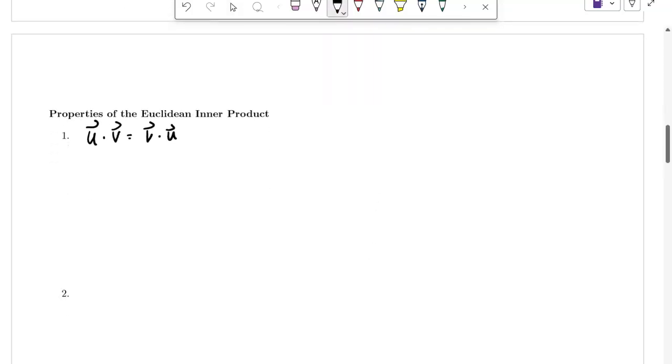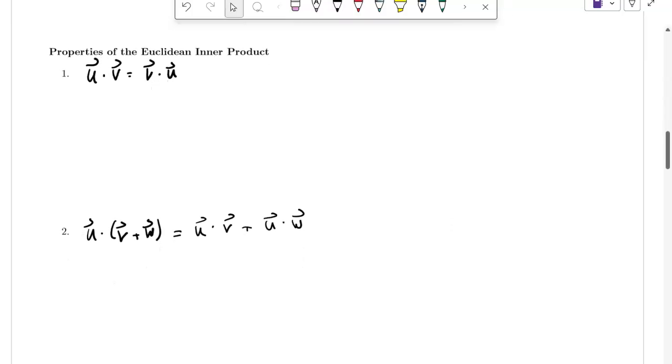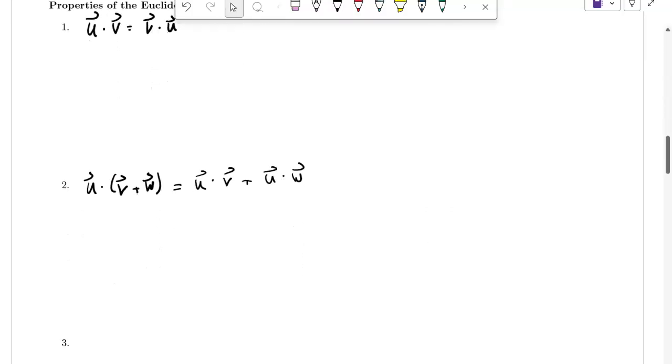Another property, and this would be just playing with the formulas. It's a product and a sum. What would you like that product to do relative to the sum? Distribute. And guess what? It does. Again, this is not too bad to prove, just using the definition of what the inner product is. It's just playing around with the symbols.